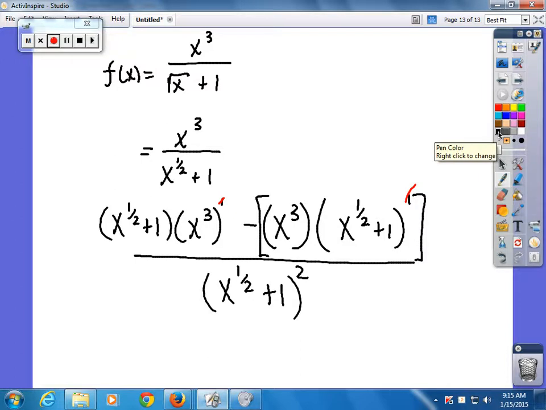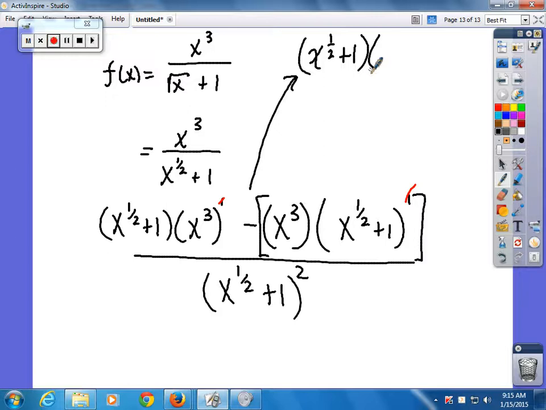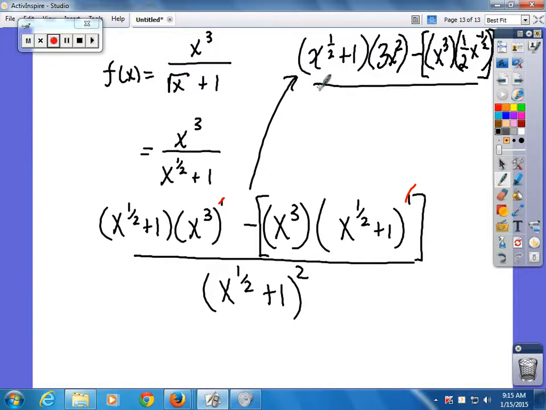What is the derivative of x cubed? 3x squared. So that's going to give us x to the 1/2 plus 1 times 3x squared, minus x cubed times the derivative of this guy, which is 1/2 x to the negative 1/2, all that over this.